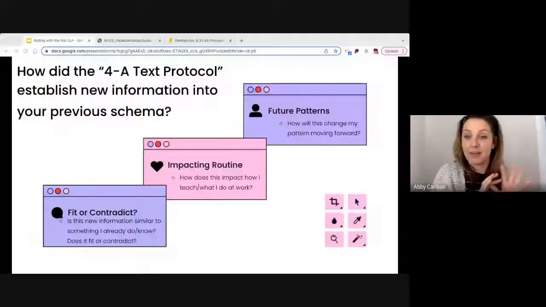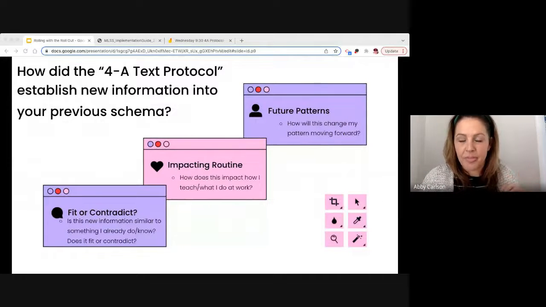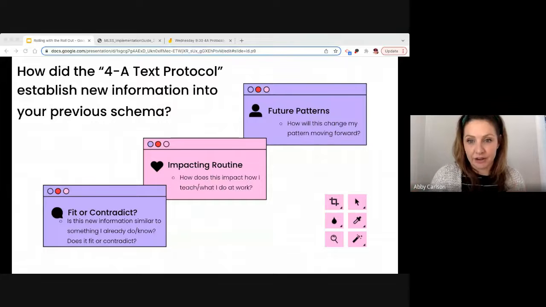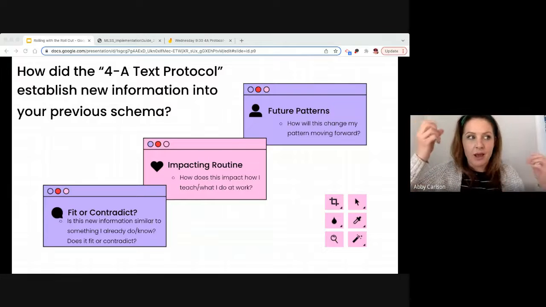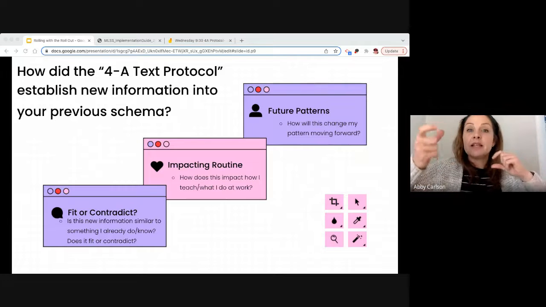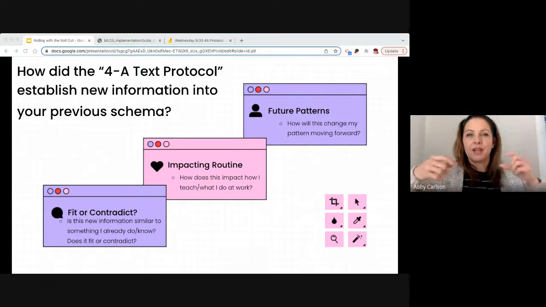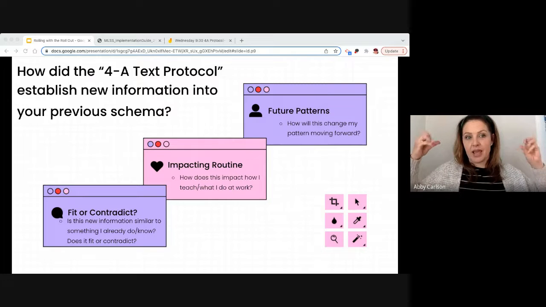Okay. So Tammy, if you want to bring up the next slide, we want to step out of the 4A protocol and step out of the MLSS, and we want you to think about your thinking now. Because you are teacher leaders, kind of like what Lauren was saying, wait, we have to give this information, right? How did this protocol expand your thinking? How did it help you establish new information?